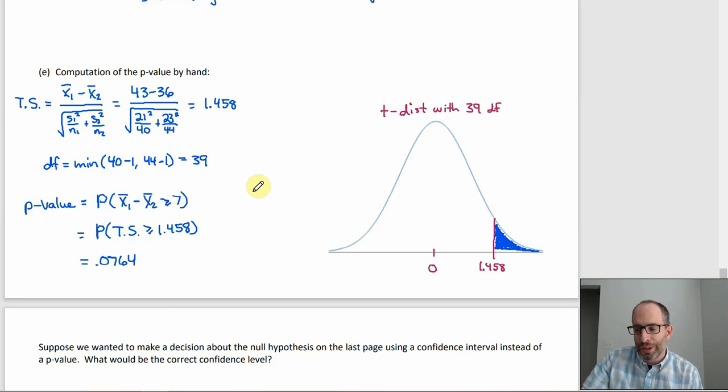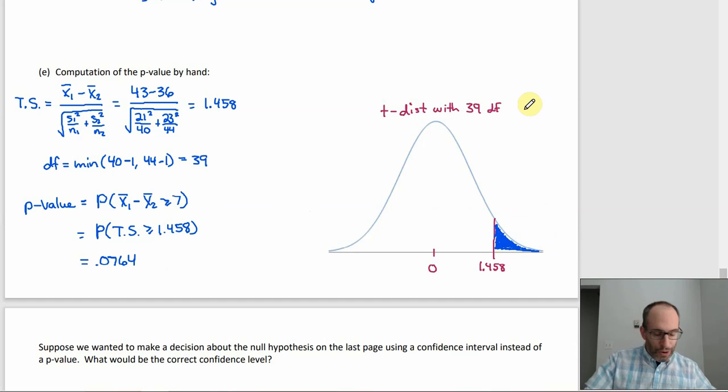And I mean, we still end up with the same conclusion anyway, right? Like the p-value is not that different. But this would be what the p-value would be, right? It's a greater than, so it's just going to be a right tail bounded by the test statistic when you're using a t-distribution with 39 degrees of freedom.